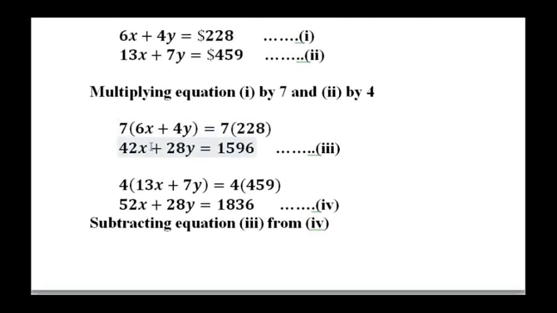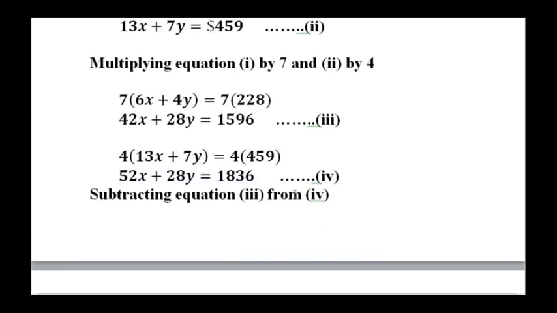Now, I'll multiply equation 2 by 4. So, the left-hand side of this equation, 13x plus 7y, will be multiplied by 4. Also, the right-hand side, 459, will be multiplied by 4. We get 52x plus 28y equals 1836. And I will label this equation as equation 4.